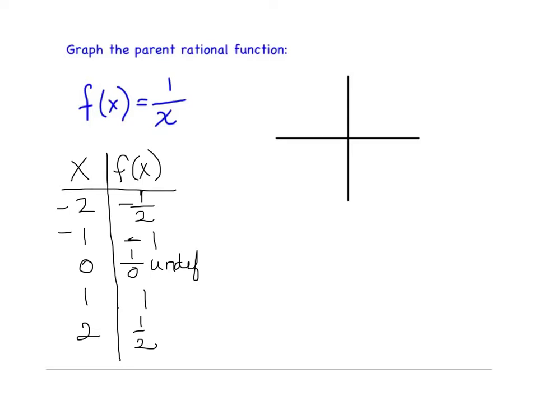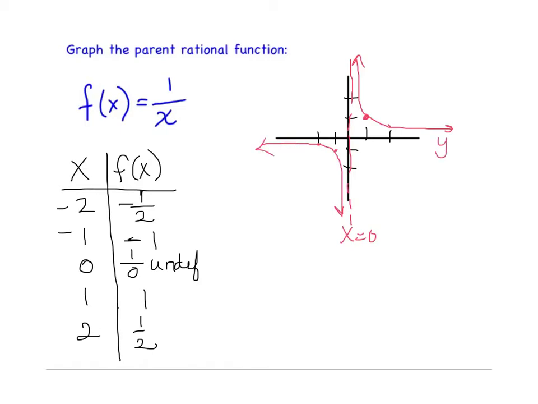So if I go over here to this very small graph, I'm going to put just a couple of things here. So -2, -1/2 is here. -1, -1. There is nothing at 0. That's actually an asymptote at x equals 0. And then I have 1, 1, and 2, 1/2. And this is what the parent function of 1 over x looks like.